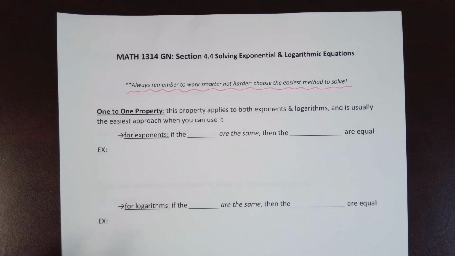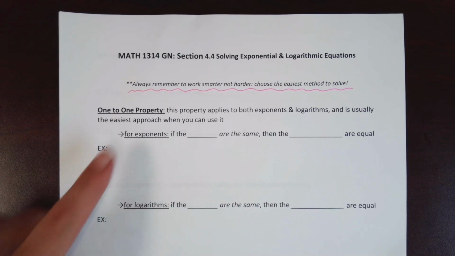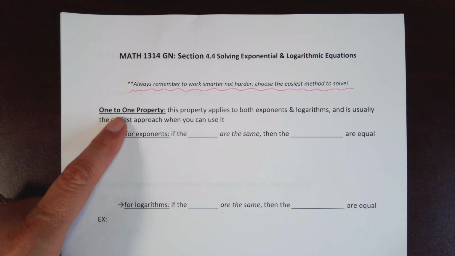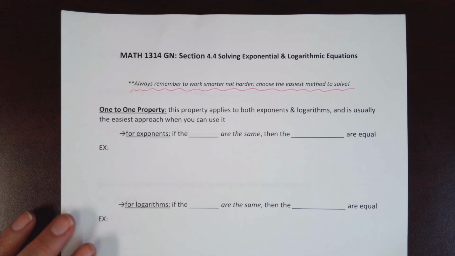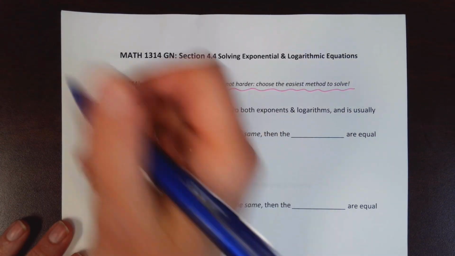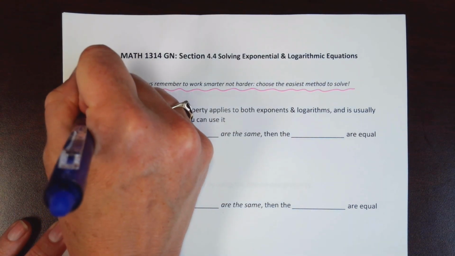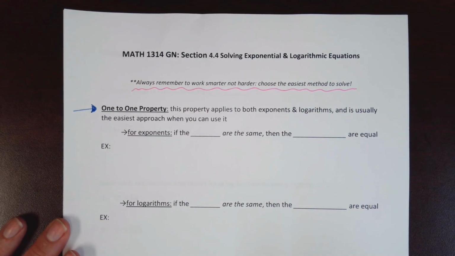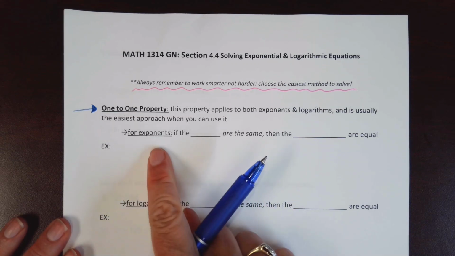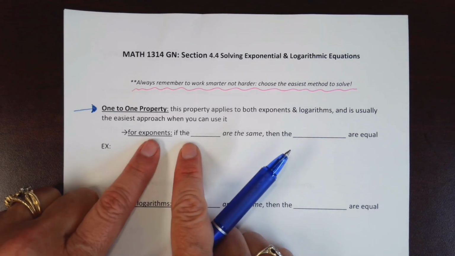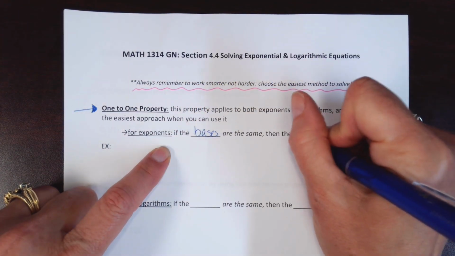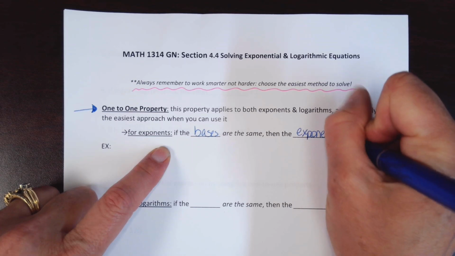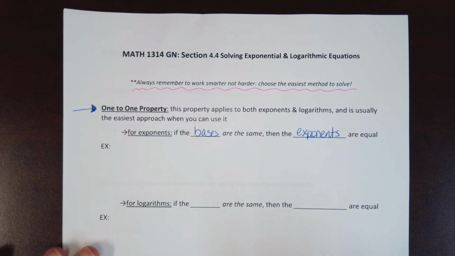So that's our goal. Now, in that theme, our one-to-one property, if you can use this, is going to be the one to use. This property applies to both exponents and logarithms, and it's usually the easiest approach you can use. So keep that one-to-one property in your hip pocket. Make sure you pull it out whenever you can. If you're in exponential form, the rule with one-to-one is that if the bases are the same, then the exponents are equal. And this is super, super simple.